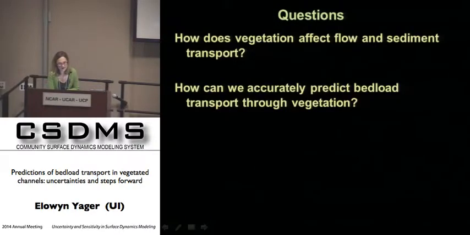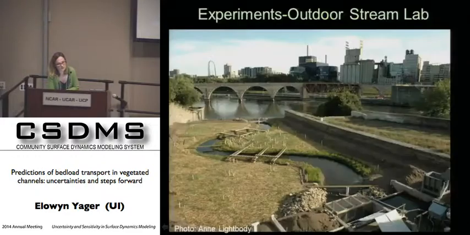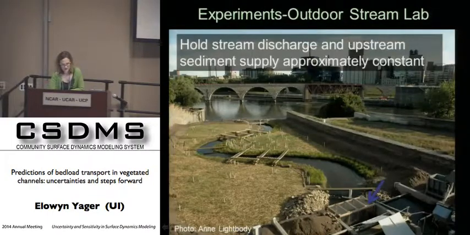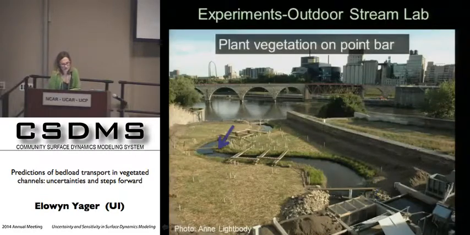So what if we try and apply this to more of a situation that's closer to the real world? Again, we're going to focus on the first question first: how does vegetation affect flow and sediment transport? We're going to do that in experiments in the outdoor stream lab at St. Anthony Falls, which you've heard about earlier this week. In these experiments, we hold sediment discharge and the flow discharge approximately constant between experiments, and we run the channel to an equilibrium condition before each run, so we have approximately the same bed topography. Then we plant vegetation on a point bar, which is shown by that arrow.